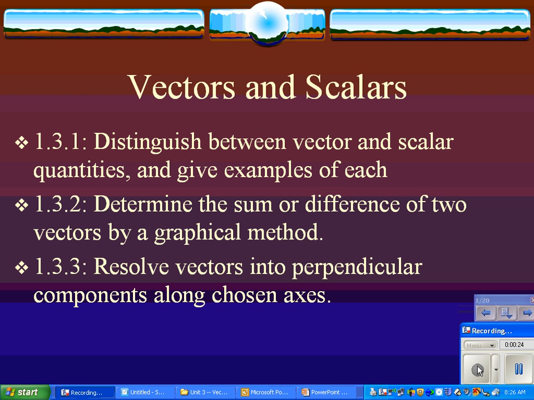They expect you to be able to add and subtract two vectors using a graphical method, which we'll show you here today, and being able to resolve vectors into perpendicular components along chosen axes. We'll deal with that a little bit today and more next class as well.